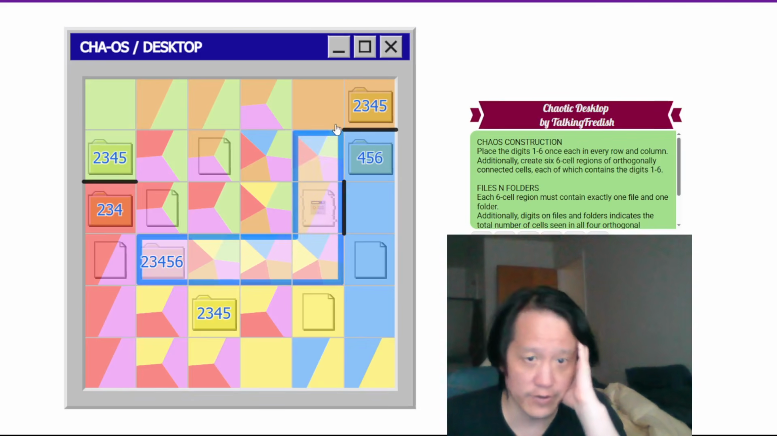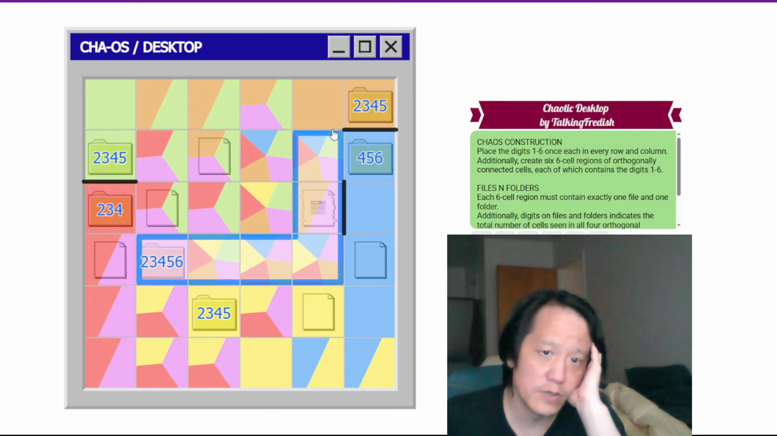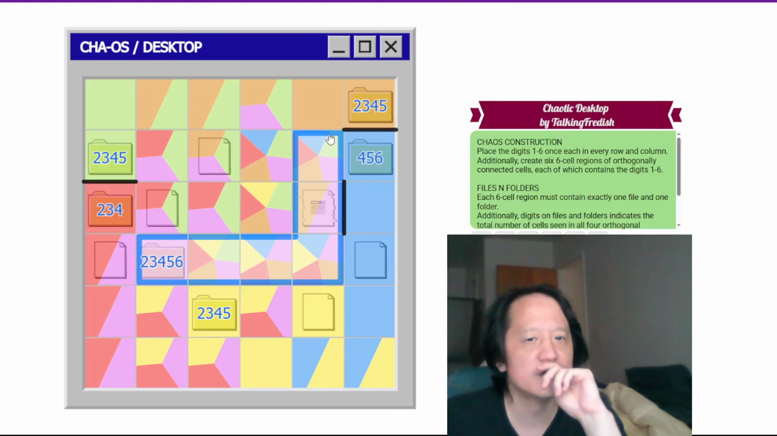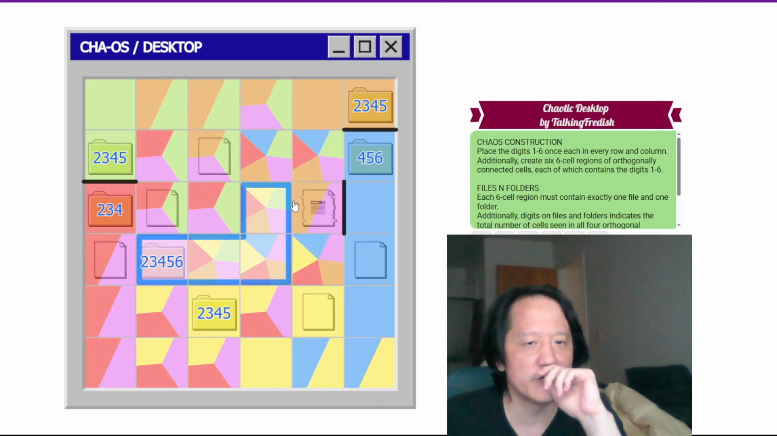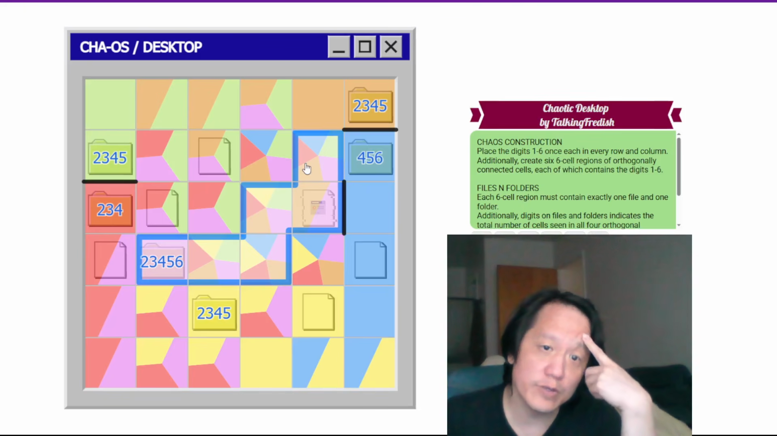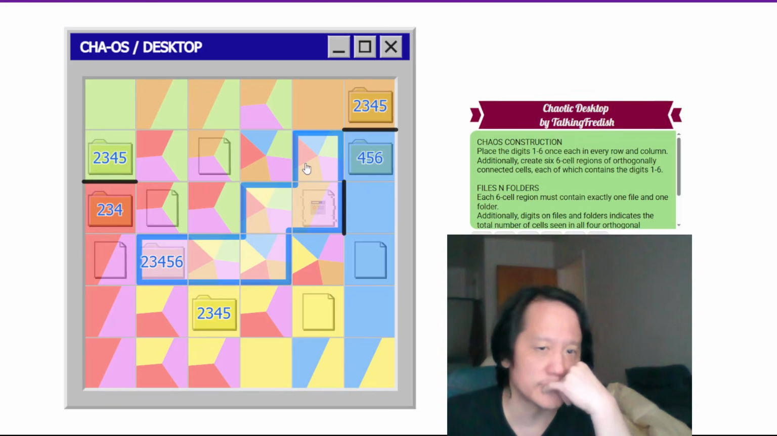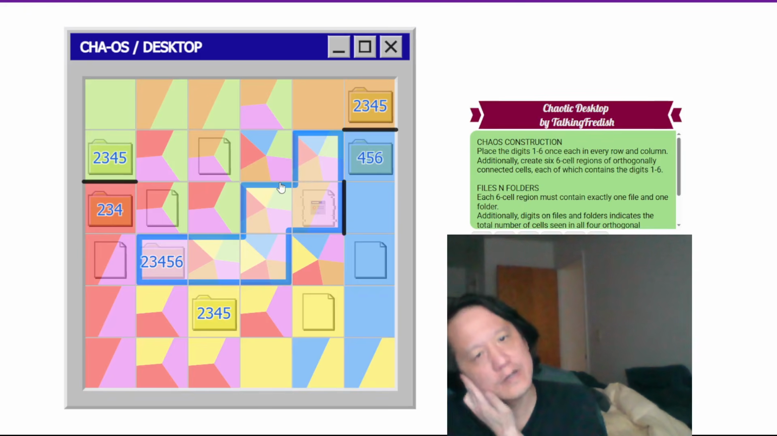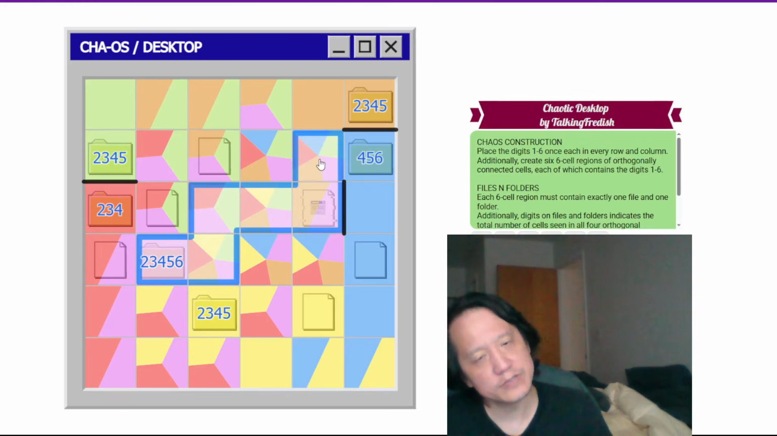Okay, so we have pink going here. That is 13 cells, which must be orange or green, which is too many. So that doesn't work. But this could work here. That would be 12 cells, which have to be orange or green. And it could always go that way.